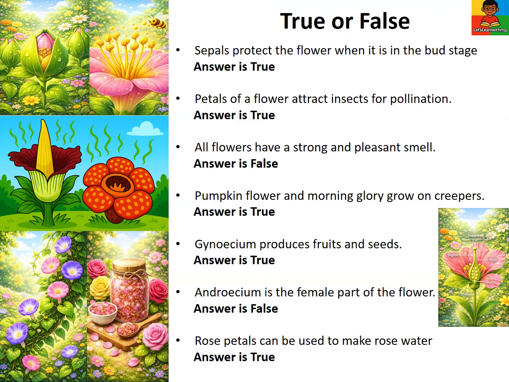Pumpkin flower and morning glory grow on creepers. Answer, true. Gynoecium produces fruits and seeds. Answer, true. Androecium is the female part of the flower. Answer, false. Rose petals can be used to make rose water. Answer, true.